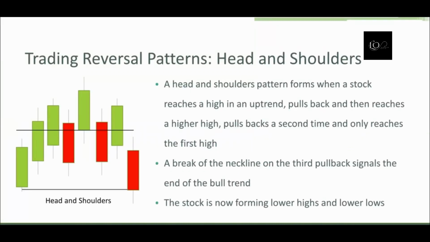In a head and shoulders pattern, a stock is in an uptrend, it reaches a high, pulls back, and then reaches a subsequent higher high. And at this point, the uptrend is intact as we're making higher highs and higher lows. The stock then pulls back a second time, attempts to make another high, and is only able to climb as high as the first high in the pattern.